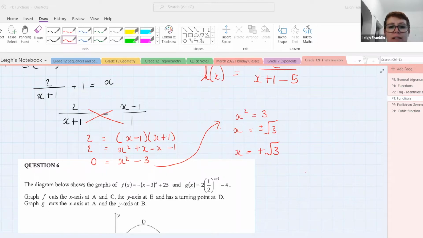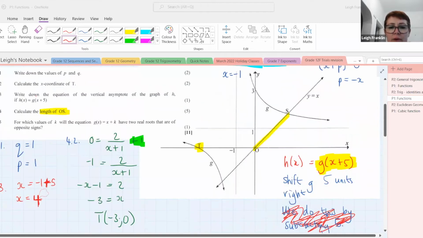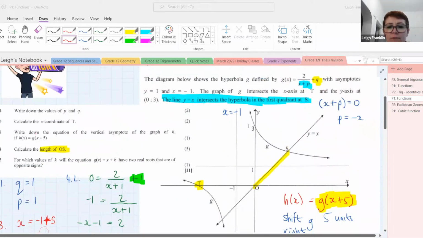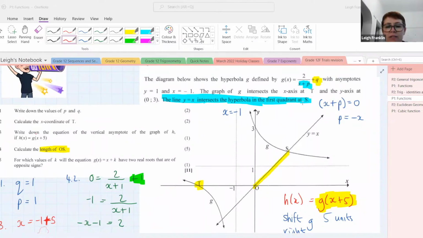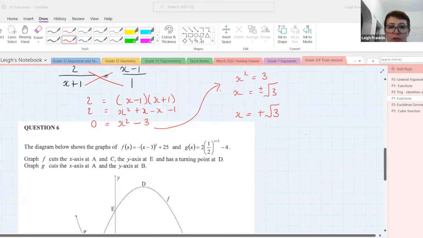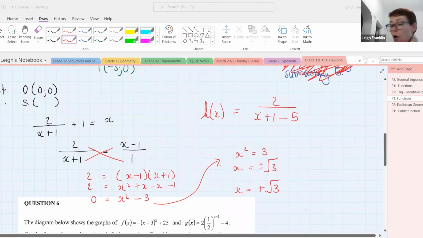Okay, so Kanyisa, if we go and look at the picture again, remember S is a point in the first quadrant. So it's what I highlighted in blue for you up here. Okay, no problem. So that's why we're choosing positive root 3 as our answer and not negative.